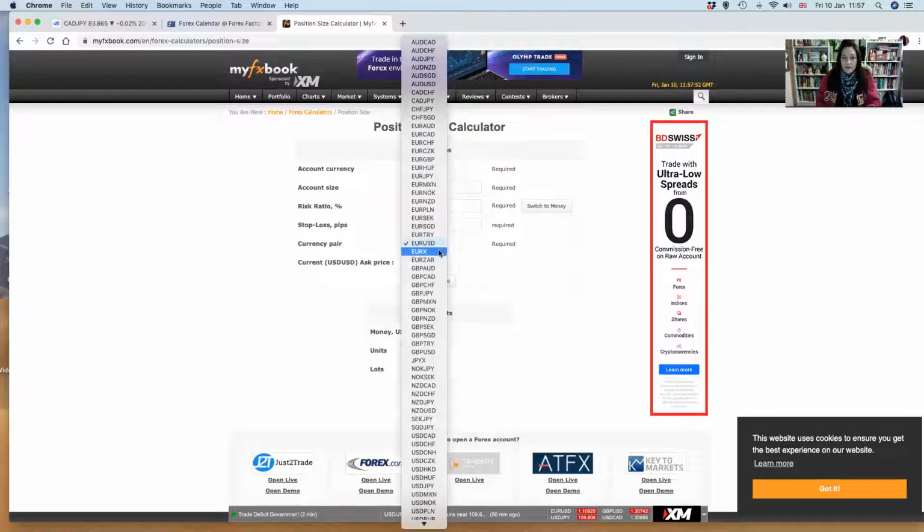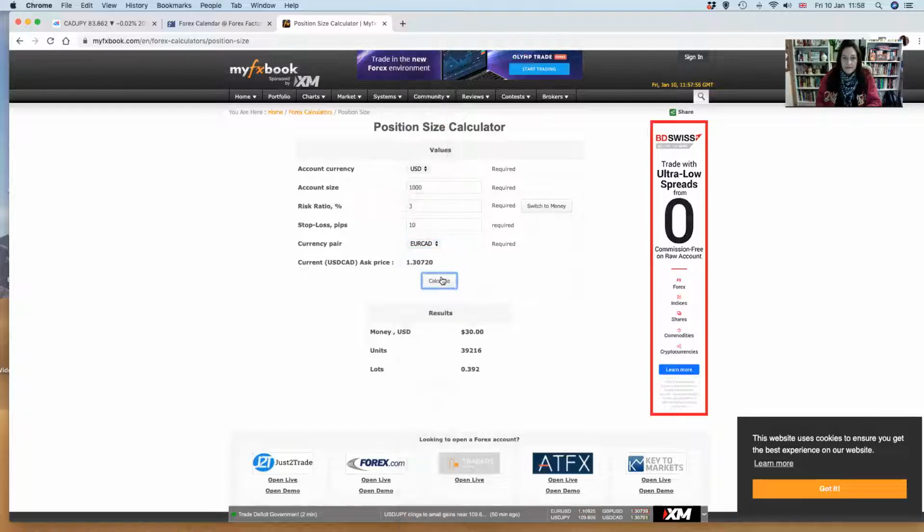Let's just say you're trading the Euro CAD. This calculator tells you that you will win or lose $30 at 3% risk, and that you need a lot size of 0.39. I always tend to round it up or down, so I'd put a lot size of 0.4 on a $1,000 account to get my 10 pips. 10 pips on a $1,000 account is $30. Not bad at all, eh?